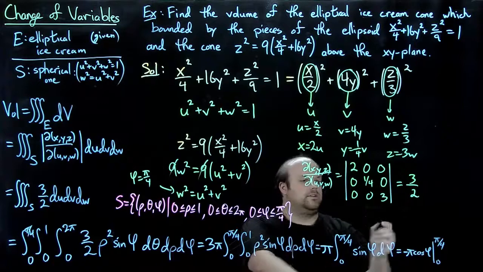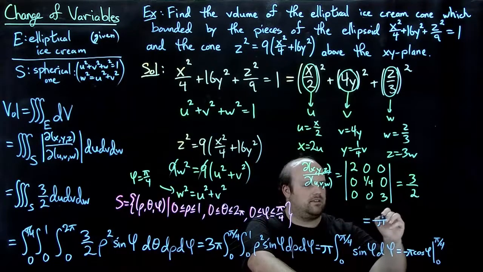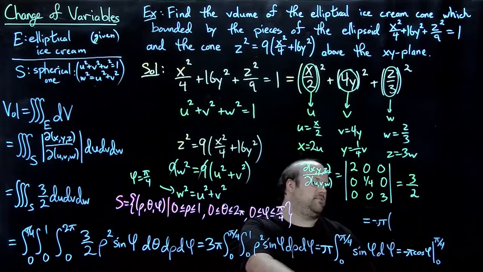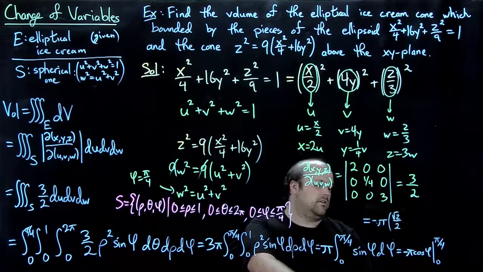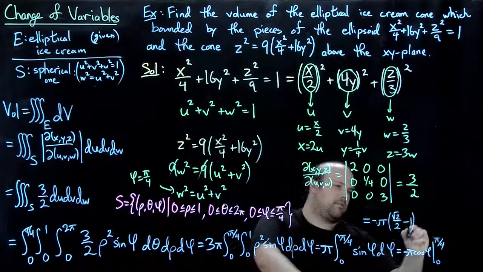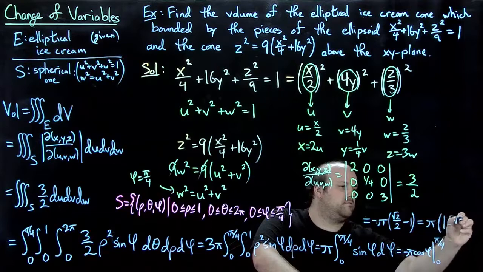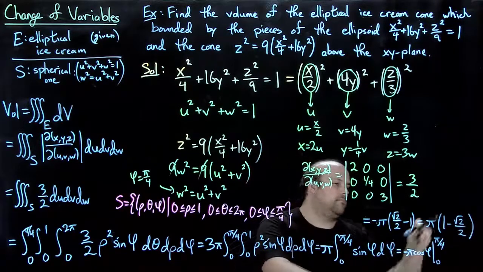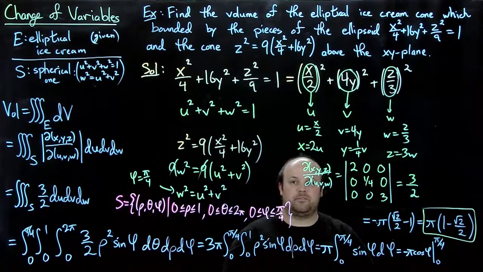Right? So let's come back up here to finish that. Negative pi times, make sure that's clear, negative pi times, well, cosine of pi over 4 is root 2 over 2. Cosine of 0 is 1. So this is pi times 1 minus root 2 over 2. And that's the volume of this elliptical ice cream cone.